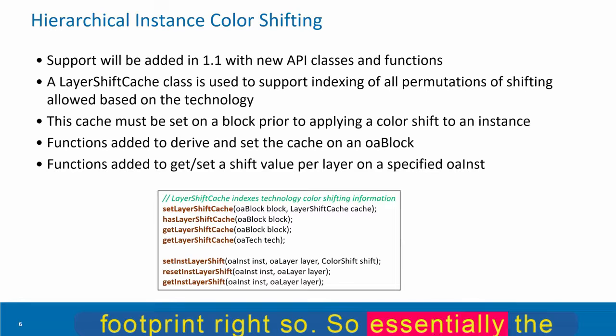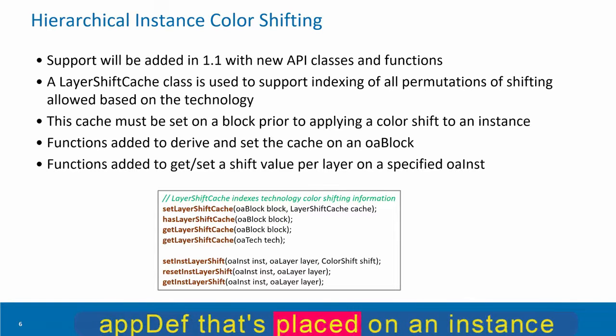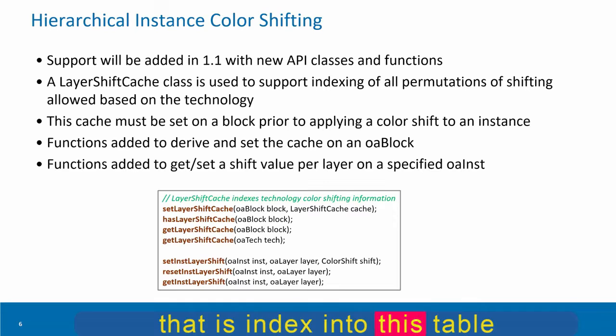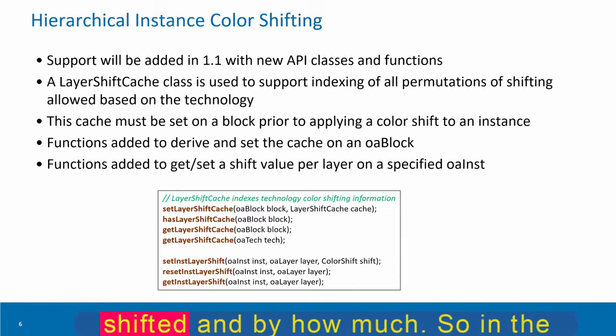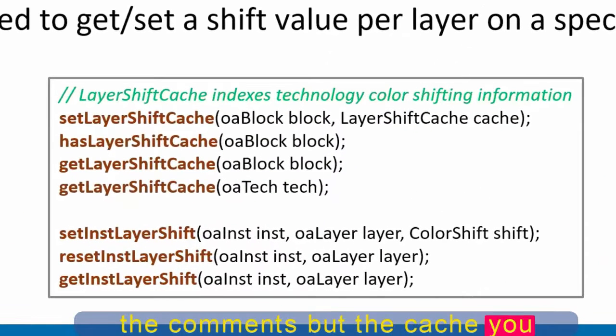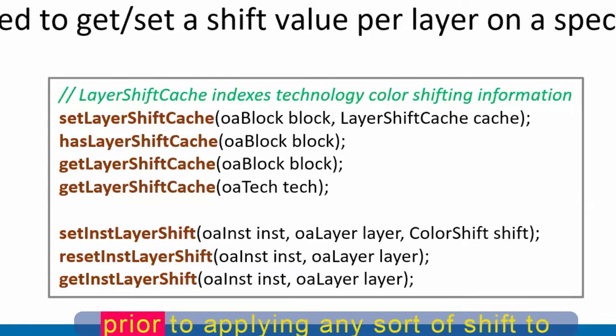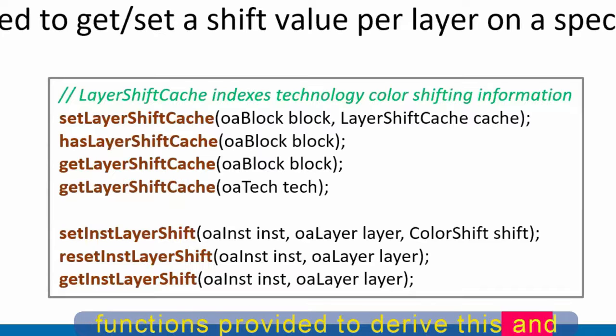So essentially the instance shifting is a single integer property placed on an instance that is indexed into this table to get the exact layers that are shifted and by how much. In the API, this is documented in the comments, but you need to set this cache on the block prior to applying any sort of shift to an instance. And then there will be functions provided to derive this and set the cache, right?